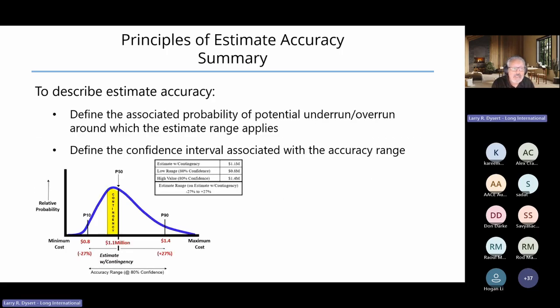So to describe estimate accuracy, we undertake quantitative risk analysis to generate the blue curve, or cost probability distribution, and then we can intelligently convey information. We can talk about an 80% confidence level, or between 800,000 and 1.4 million. If we want to fund at P50, our P50 value is 1.1 million.